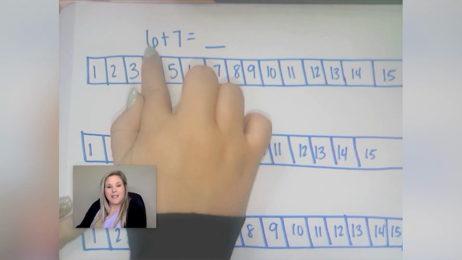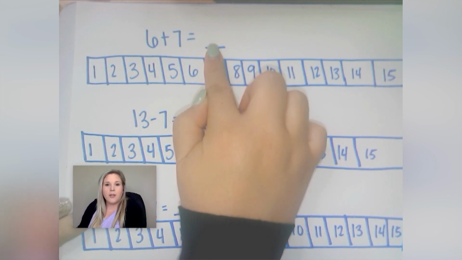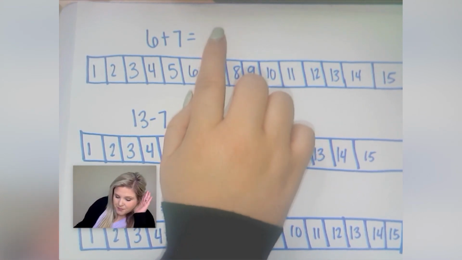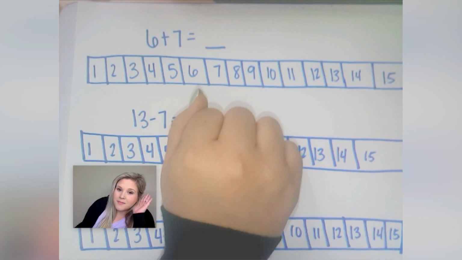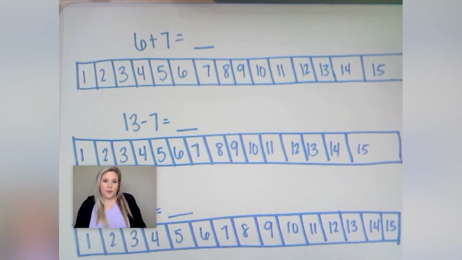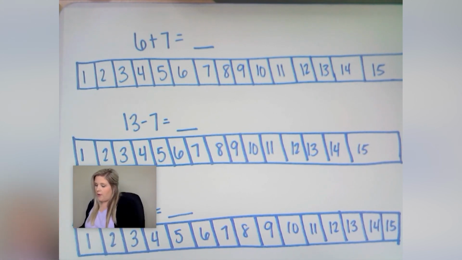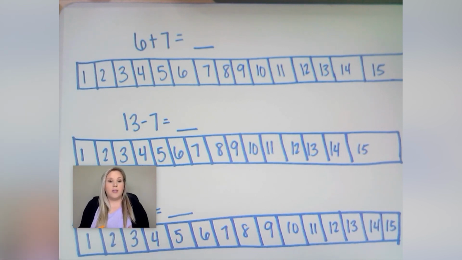The problem states 6 plus 7 equals some number. How can we use addition to find the missing number? I heard some really wonderful strategies. Let's use the counting on strategy to help us find that missing number. To do that with a number path, and remember, I'm going to model for you how to do that. And then in a few minutes, you guys will get a chance to practice with the number paths that you created.